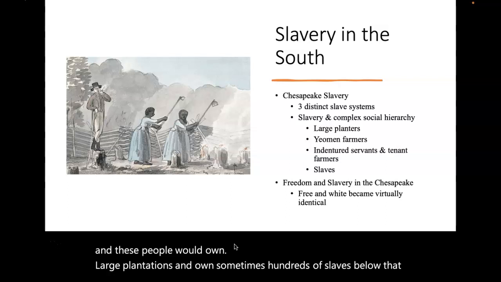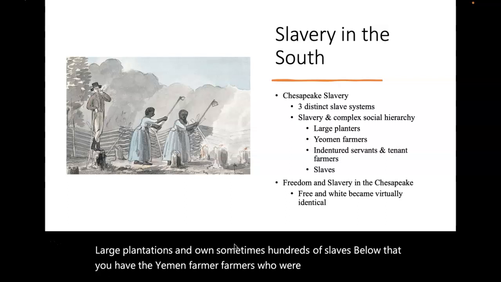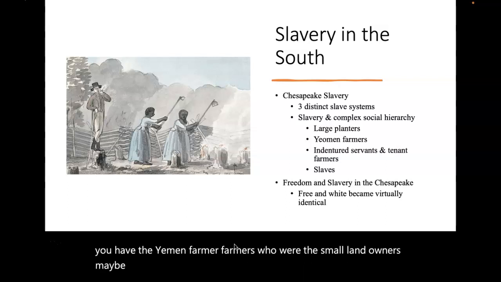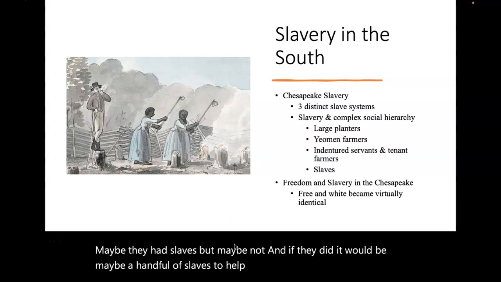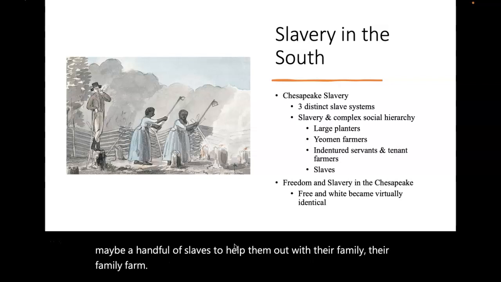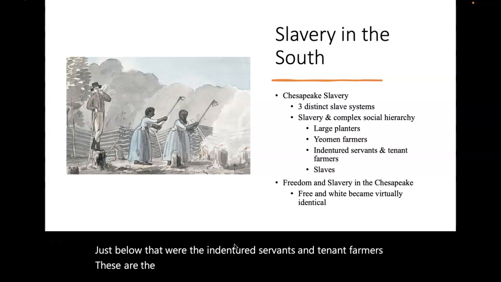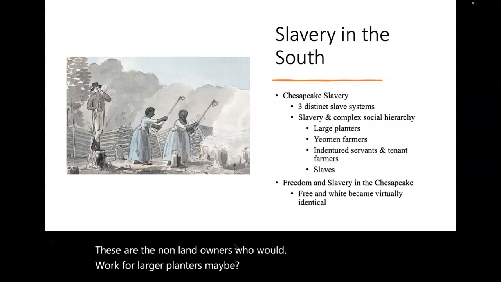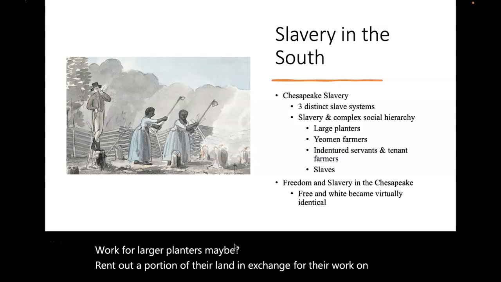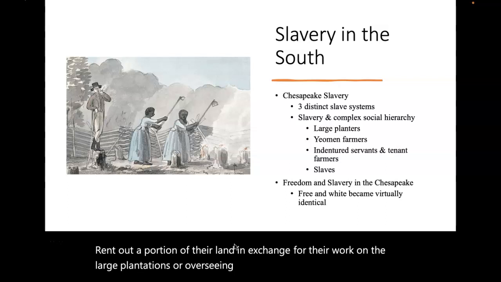Below that, you have the yeoman farmers, who were the small landowners. Maybe they had slaves, but maybe not. And if they did, it would be maybe a handful of slaves to help them out with their family farm. Just below that were the indentured servants and tenant farmers. These are the non-landowners who would work for larger planters, maybe rent out a portion of their land in exchange for their work on the large plantations, or sometimes overseeing the slaves.